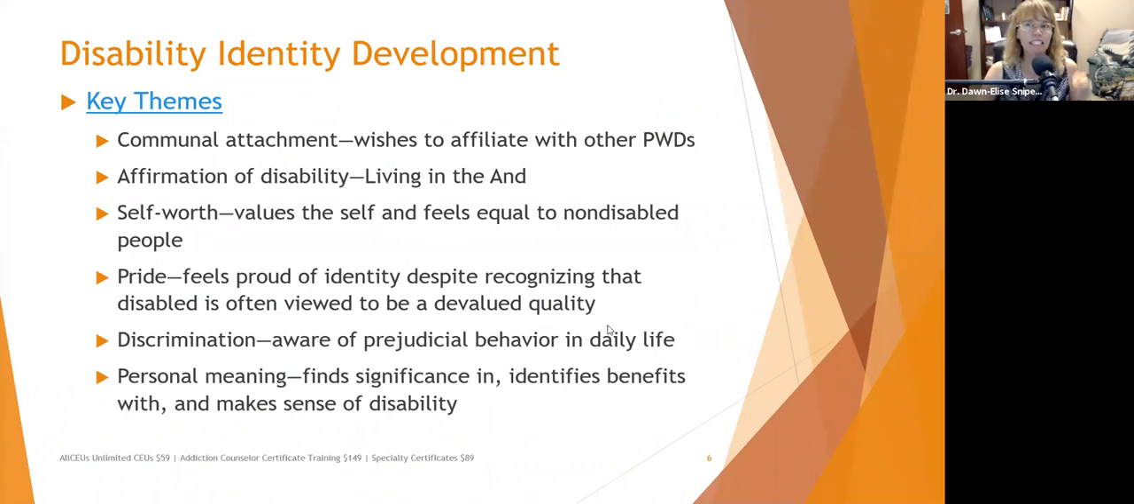Key themes in disability identity development. Communal attachment. The person gets to the point where they're not only doing it begrudgingly, but they're enjoying affiliating with other people that have disabilities. They affirm their disability, which means, and the best way I can explain this is living in the and.